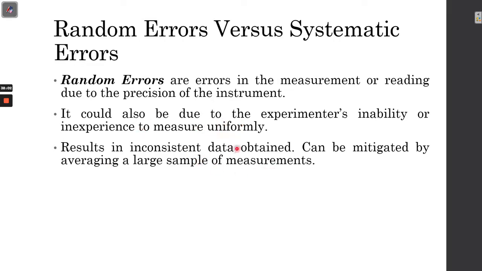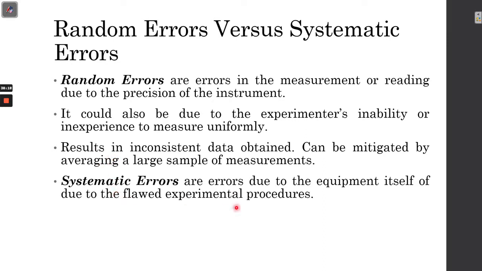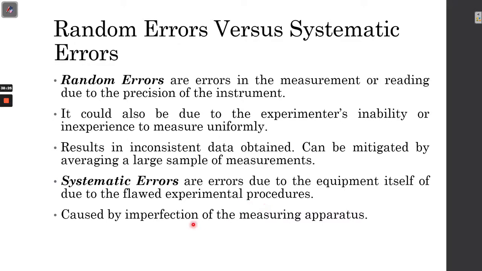Kung yung mga nakukuha mong number dun sa measurement is hindi pare-parehas, what you want to do is get a lot of them and then make an average. Get the average of those numbers and then your answer may be close to the real answer. Systematic errors are the errors due to the equipment itself or due to flawed experimental procedures. So this naman yung systematic errors is errors mostly because yung measuring tools mo is imperfect. This happens and yung solution for this is to calibrate your equipment.